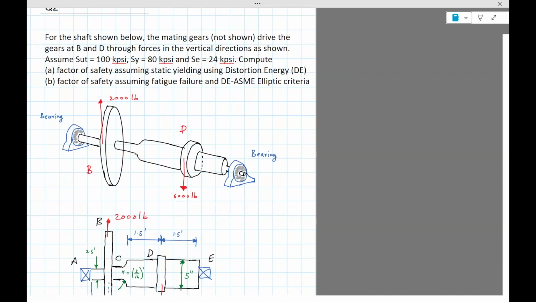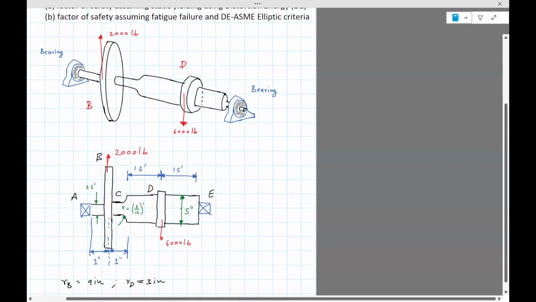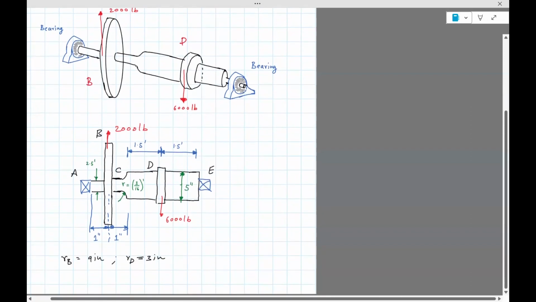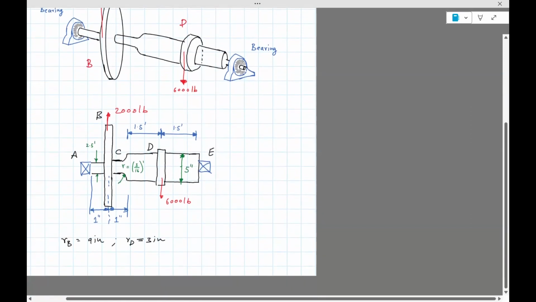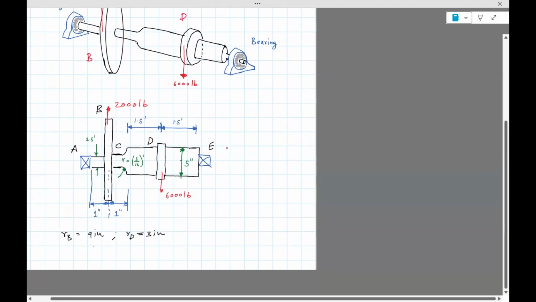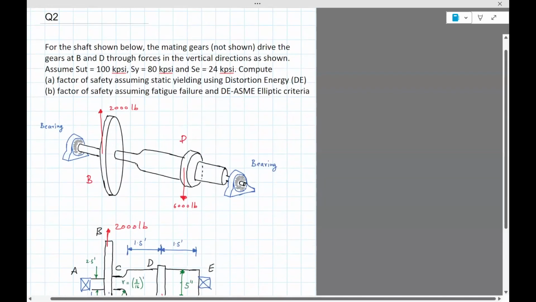and the ASME elliptic criterion. So for this loading, there is a side view, the perspective and top, side views down. You're also given the radius of the pulleys at B and D, and you're going to compute the factor of safety.